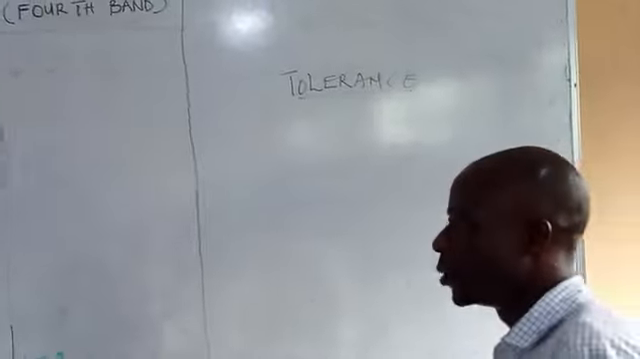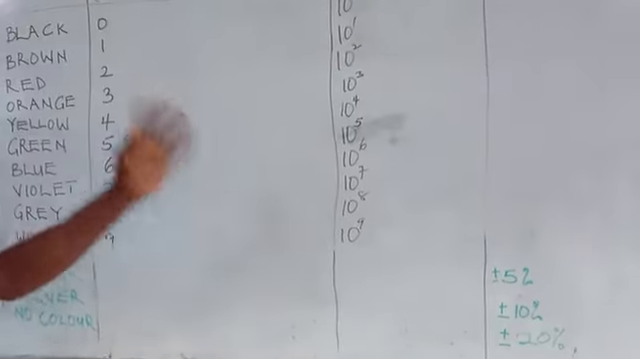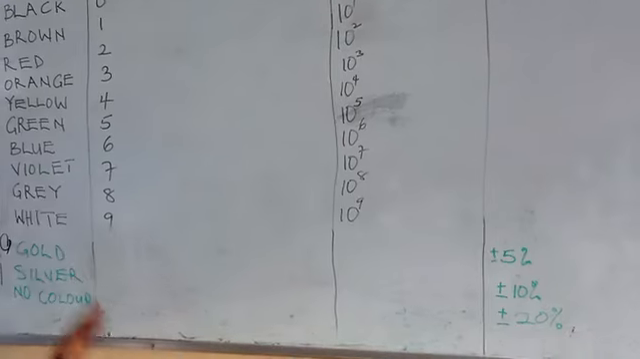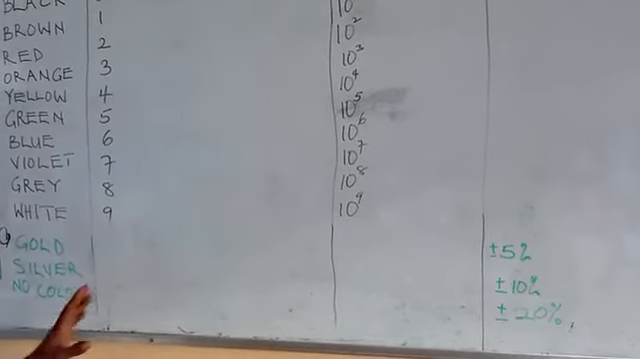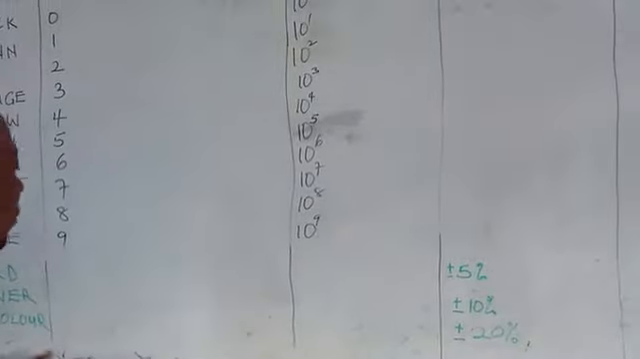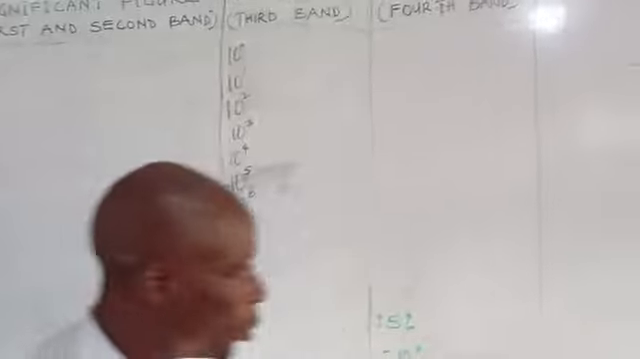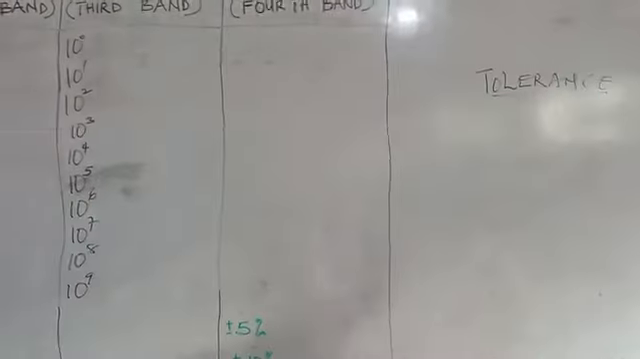When we're talking about tolerance on our table, gold is 5%, silver is 10%, no color is 20%. Though we still have some other tolerance values, the common ones are gold and silver. Gold is 5%, silver is 10%. That's the common tolerance of a resistor.